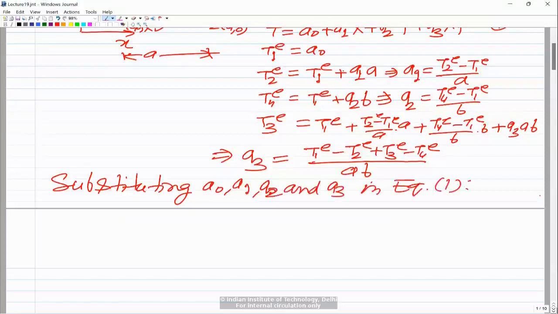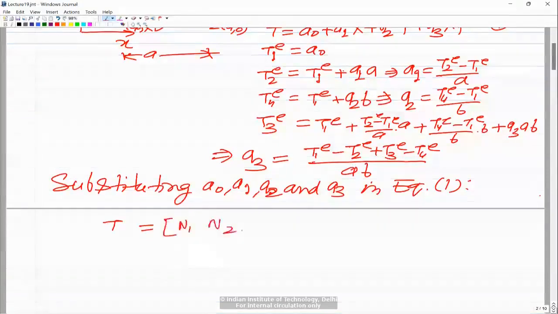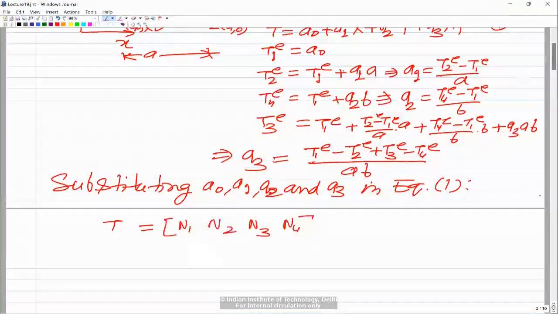When you collect the coefficients of t1e, t2e, t3e and t4e, you get the shape functions. Essentially this would be equal to N1, N2, N3 and N4. There would be four shape functions because there are four nodes, and at each node we have 1 degree of freedom, that is the value of temperature: t1e, t2e, t3e and t4e.